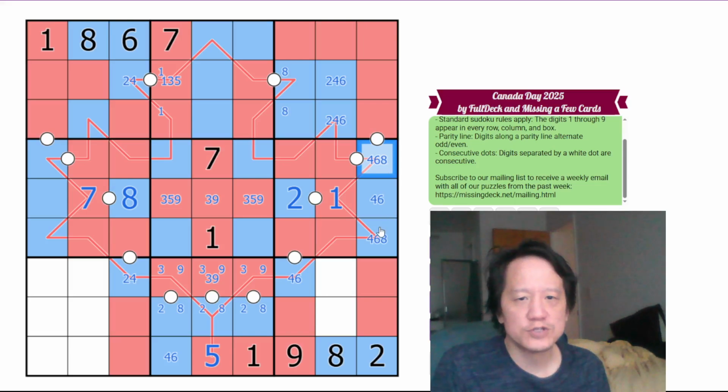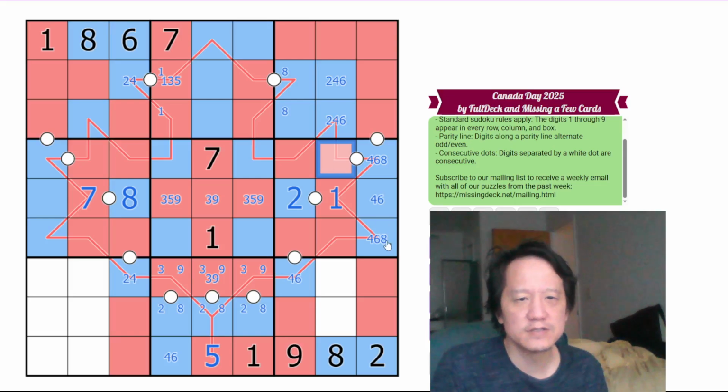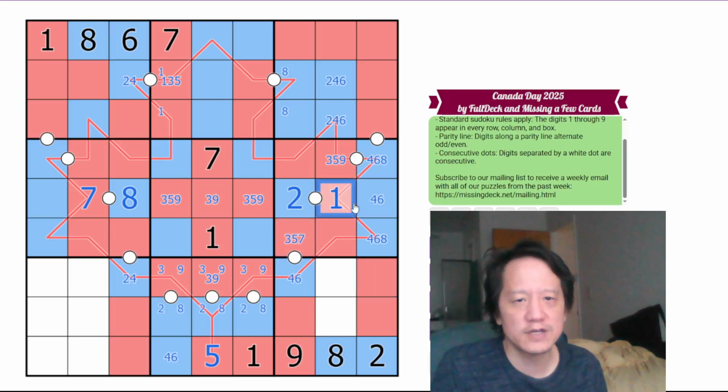This is 4, 6, or 8. That means this could be 3, 5, or 9 because it can't be 7. 4 and 6 is only consecutive with 3, 5, or 7. This has to be 8 with 4 or 6. 2 has to be one of these two.